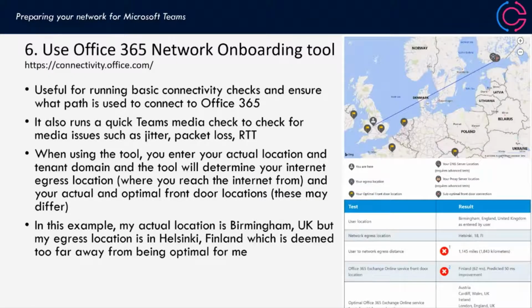So number 6 is use the Office 365 network onboarding tool. This is a free tool. Anyone can use it. You effectively go to a URL, connectivity.office.com. You type in your current location, so it knows where you're actually located, and then you enter the domain of your tenant, and then it will go through and run some checks to determine where you are located, what services you're connecting to, and is it the most optimal route.